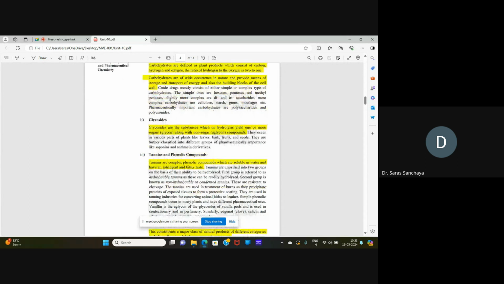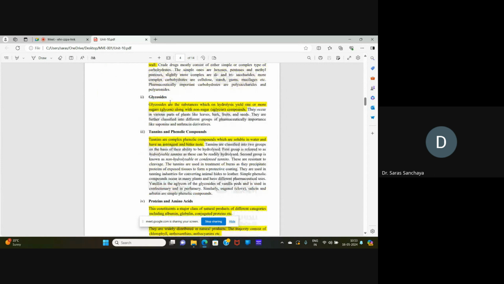Tannins and phenolic compounds. Tannins are complex phenolic compounds which are soluble in water and have an astringent and bitter taste. Tannins are classified into two groups on the basis of their ability to be hydrolyzed. First group is referred to as hydrolyzable tannins, as these can be readily hydrolyzed. Second group is non-hydrolyzable tannins or condensed tannins.